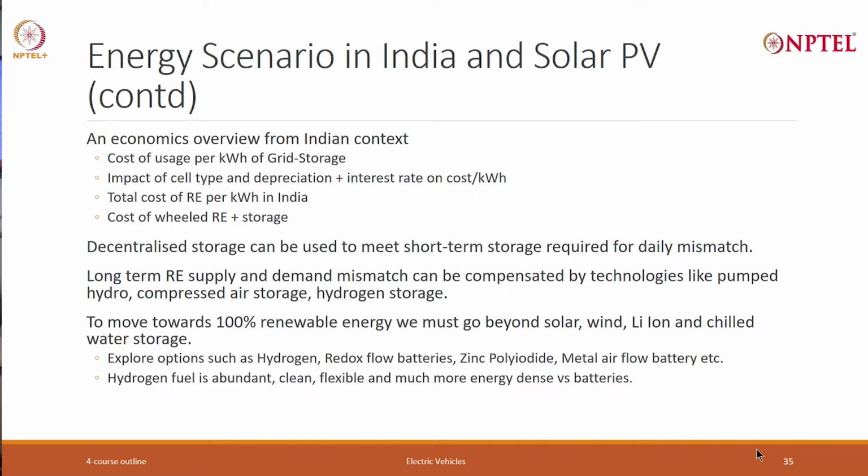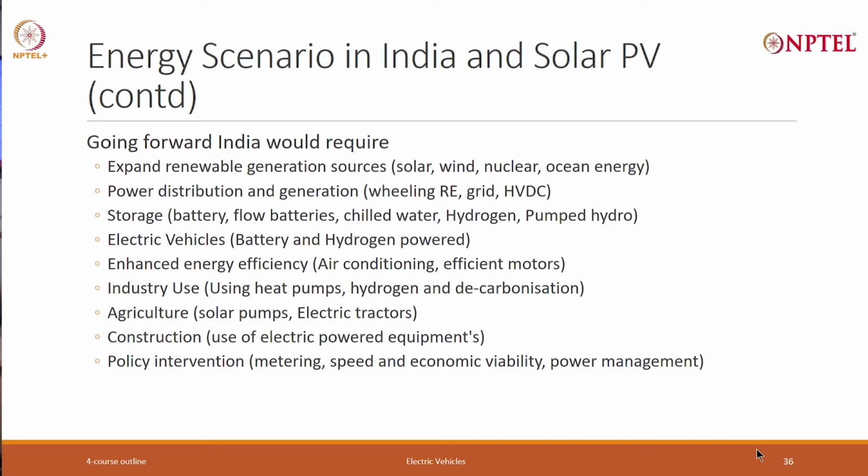To move towards 100% renewable energy, we must go beyond solar, wind, lithium ion and chilled water storage, and we have to explore hydrogen, redox flow battery, zinc, polyiodide, metal air flow battery, and we will get into all these details to some extent. Going forward, India would be required to expand renewable energy sources, going beyond solar and wind, and tap if possible nuclear and ocean energy.